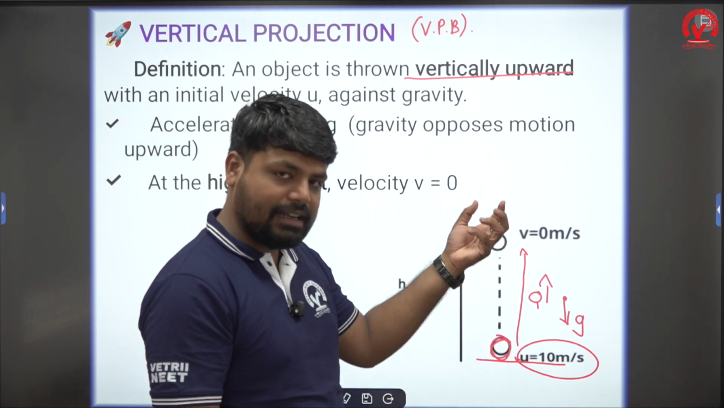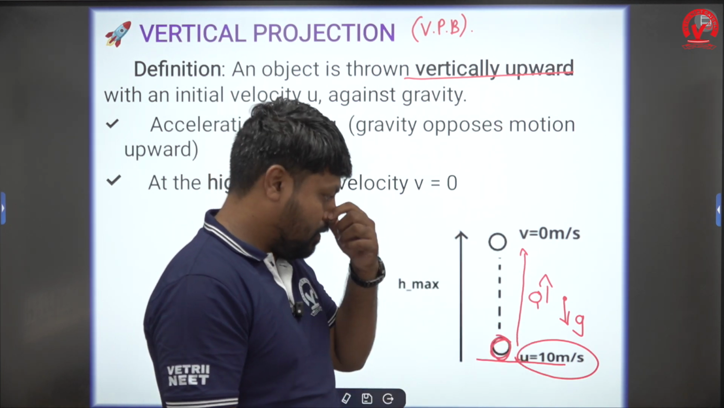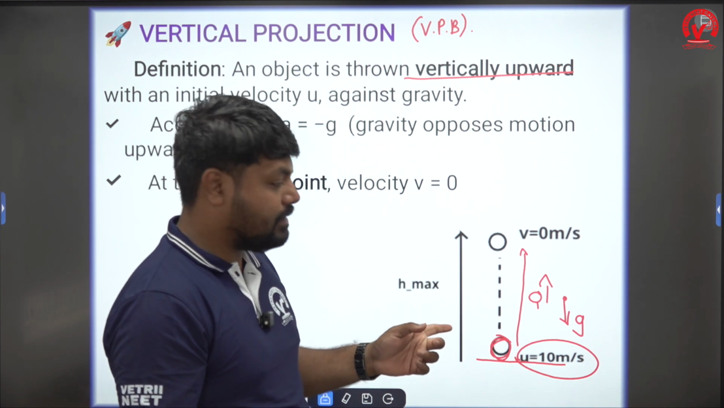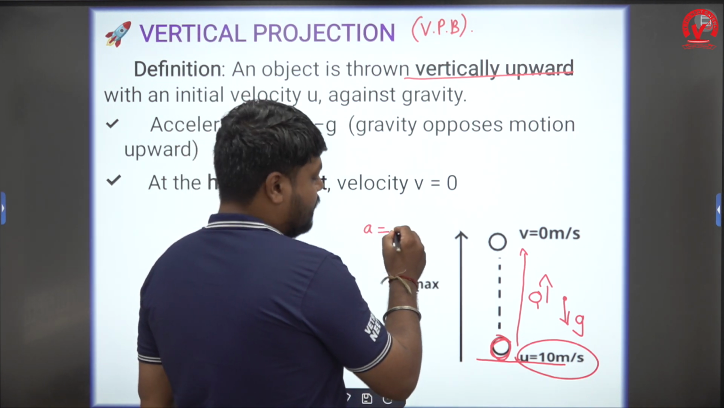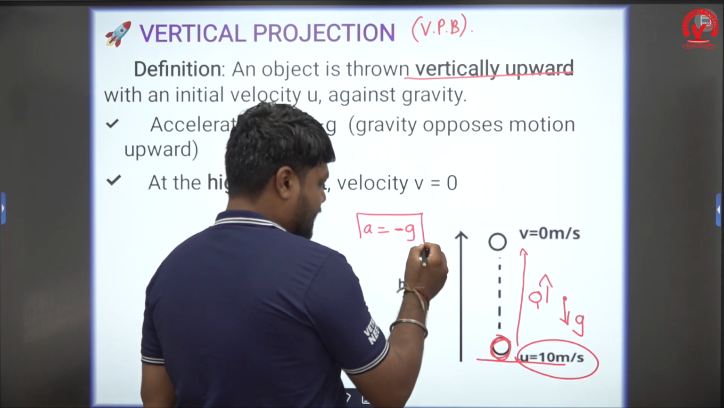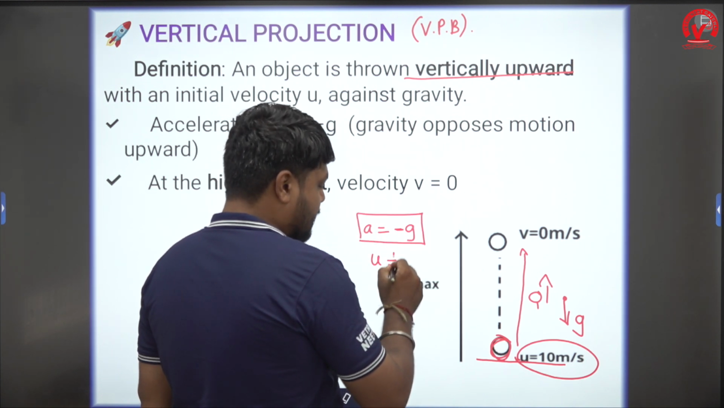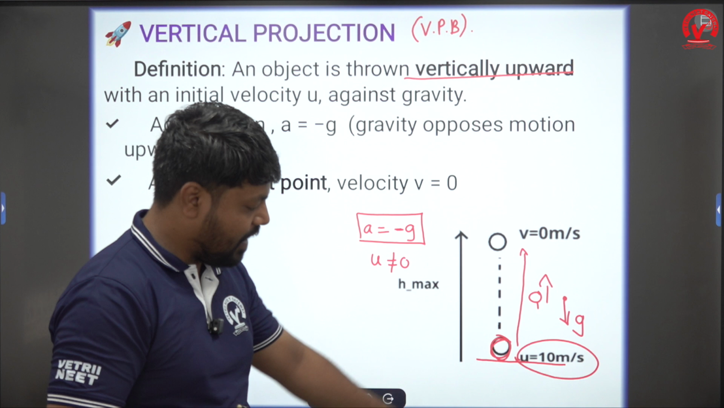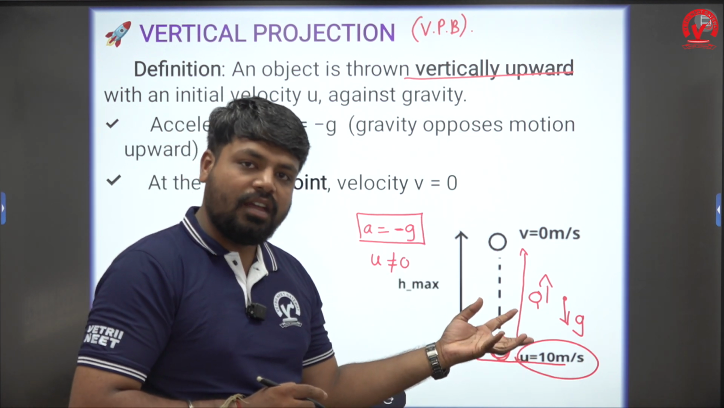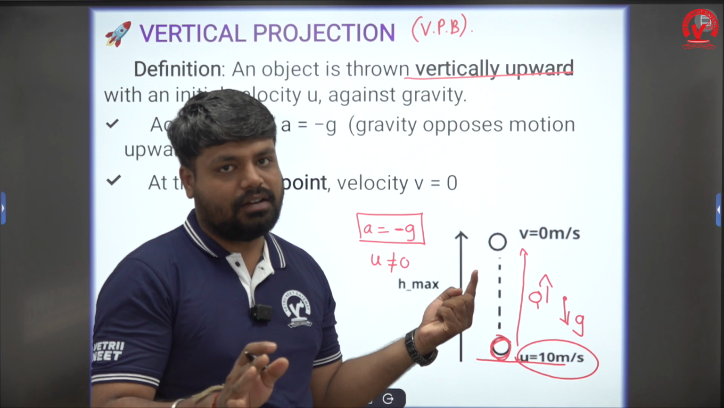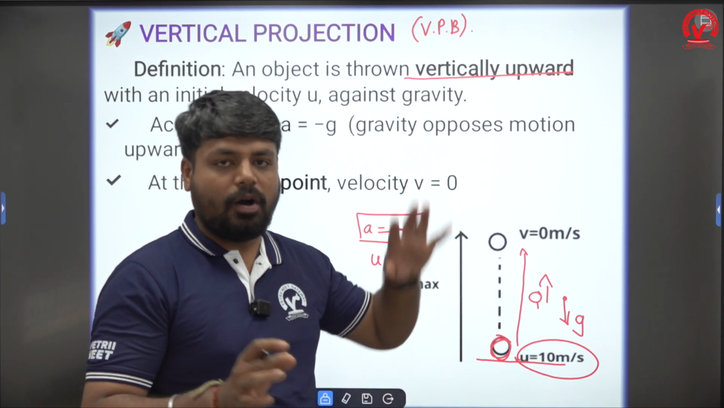Gravity attracts it downwards. So here the acceleration is due to gravity only, but with opposite sign. So a is equal to minus g. Here u is not equal to 0, because we have to give some initial velocity to move upwards. Without giving velocity, will the ball move upwards? Not at all. We need to give some velocity to move upwards.